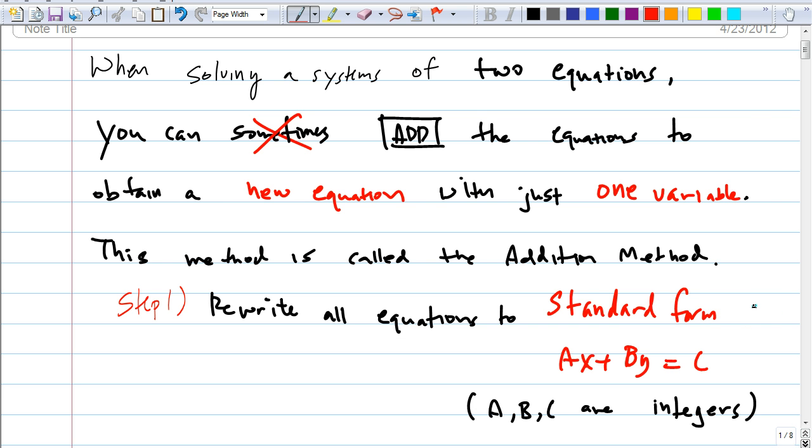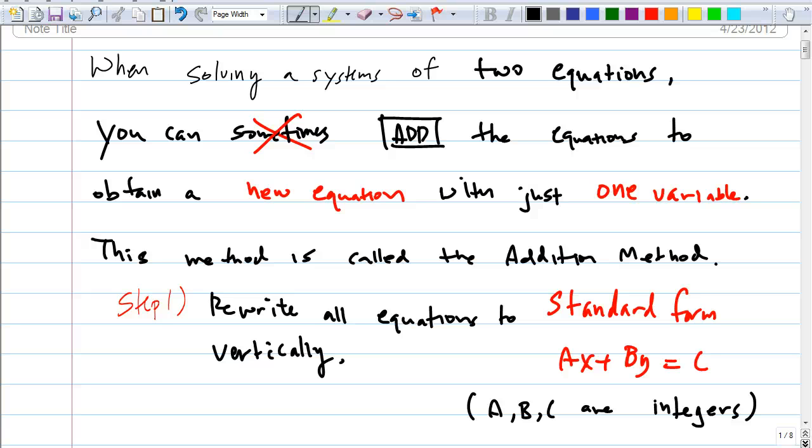Remember standard form this way: ax plus by equals c, and a, b, c are integers. And you want to write them vertically. You want to write these standard equations vertically. You'll see when I do an example, it'll make sense what I mean by that.